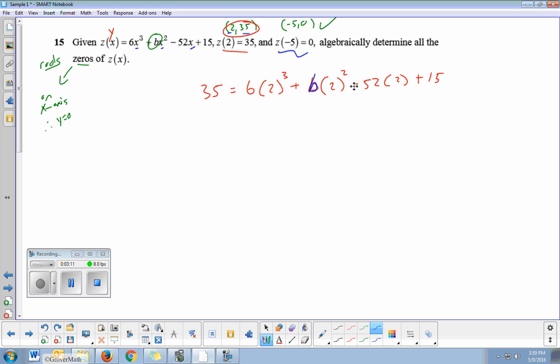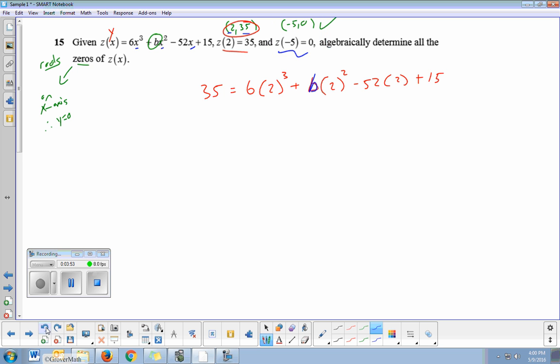That would give us, now it's just not necessary. Let me write this over here real quick. That would be 0 equals 6 times negative 5 cubed plus b times negative 5 squared minus 52 times negative 5, and I'm definitely running out of space, plus 15. Now, the reason why I'm just writing this off to the side is because I could just use this one. I don't need both of those things, so I'm just going to erase that so it's out of the way. So pick one. You could use either one of them.